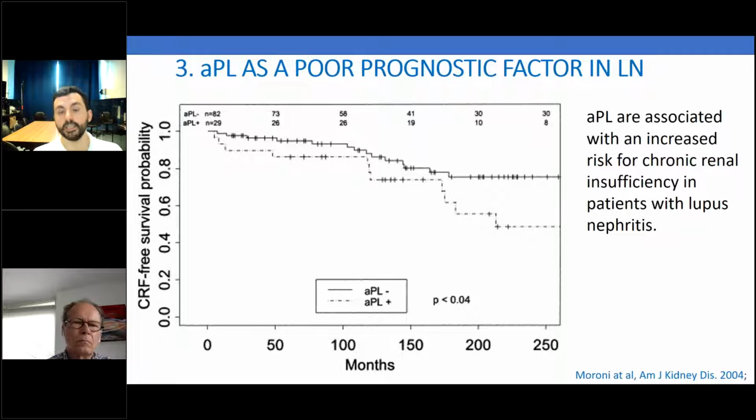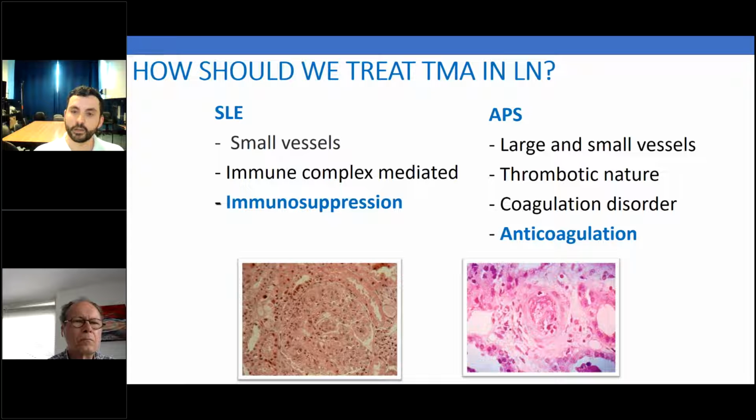And finally, again, to quote the data of Gabriella Moroni, we know that APL positivity is a poor prognostic factor in our patients with lupus nephritis. So again, what do we have to do with Lisa? On one side, we have the immunosuppression, which is centered on the SLE-related, immune complex-mediated process. On the other side, we might be prone to start anticoagulation because of the underlying antiphospholipid antibody-related problem.